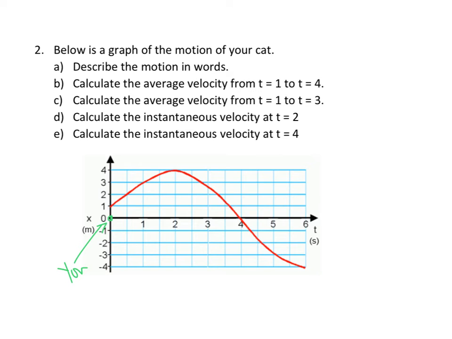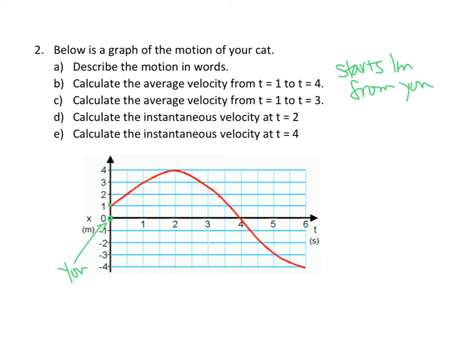Now, this is a cat, not a dog, so your cat doesn't want to hang out near you unless you have a really nice, friendly cat, which every cat I've ever had has not been nice and friendly. So your cat actually is starting 1 meter away from you. That's what I first want you to notice.